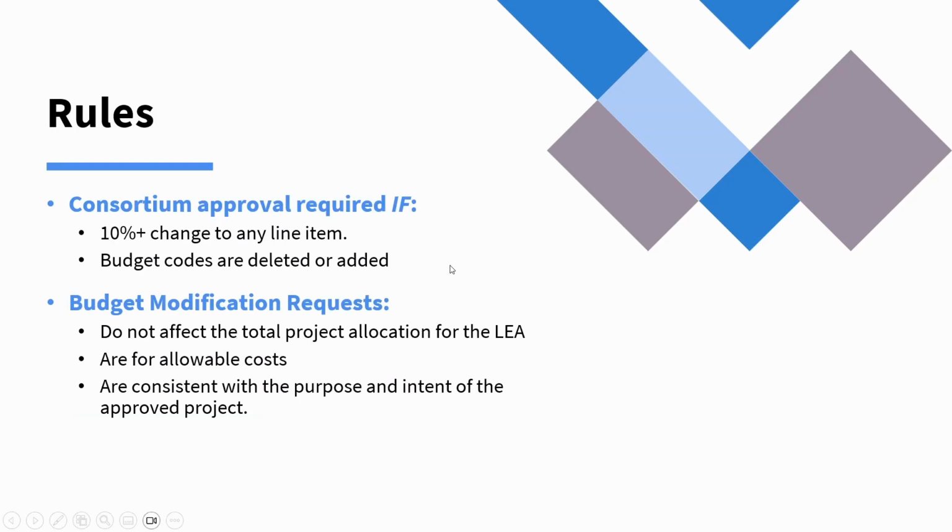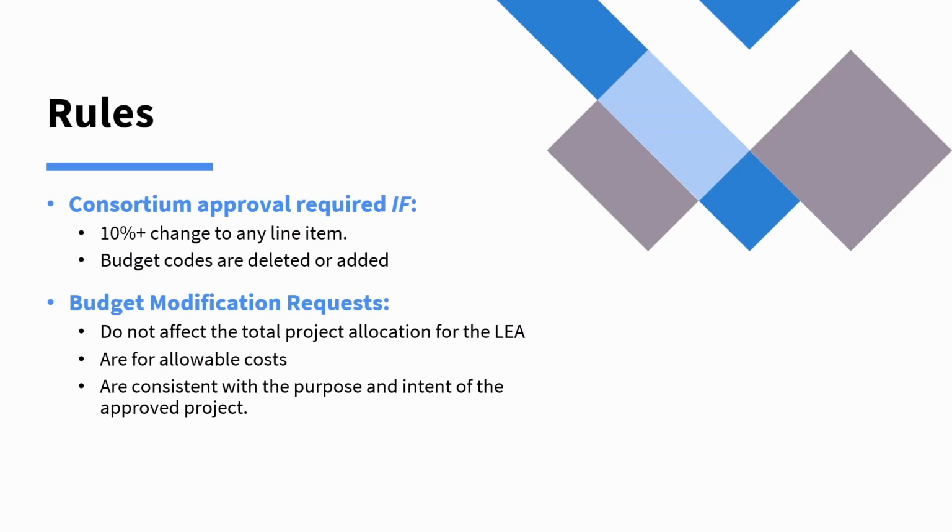Let's talk about the rules. The rules around budget modifications say that consortium, so your regional consortium, LARC, is required to approve if you're changing more than 10% to any single line item. And a line item is object code 1000 or object code 2000 on your budget. Also, if you're adding or removing any budget codes, that would also require your consortium to approve the change.